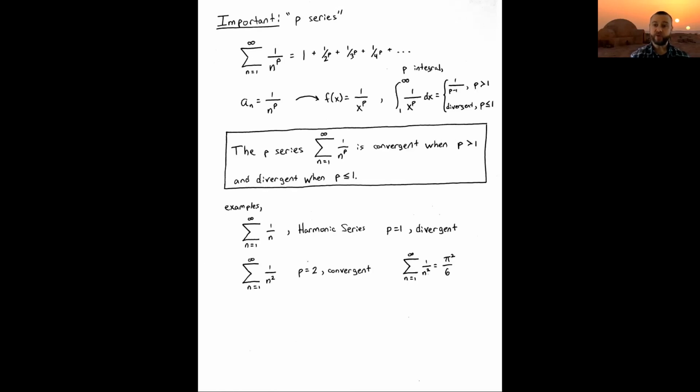All right, if we go back to our intro example, where the general term was 1 over n squared, this is a p series in the case where p equals 2. And since the power is greater than 1, our infinite series here is convergent. Now, this is one of my favorite infinite series in mathematics. The sum is pi squared divided by 6.